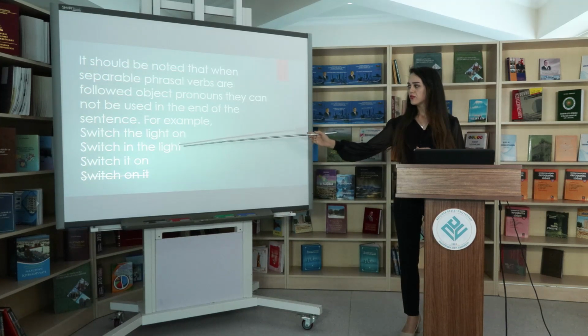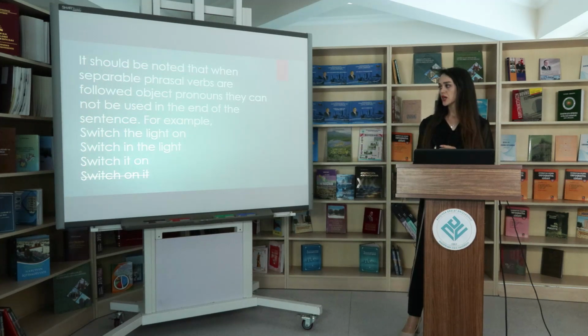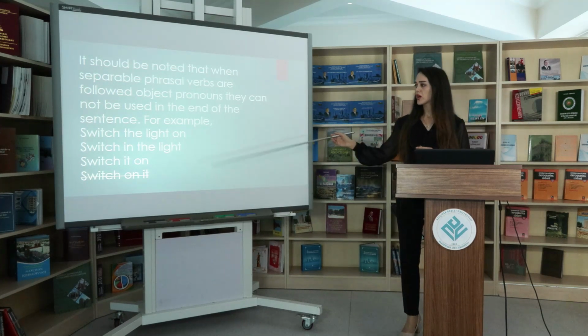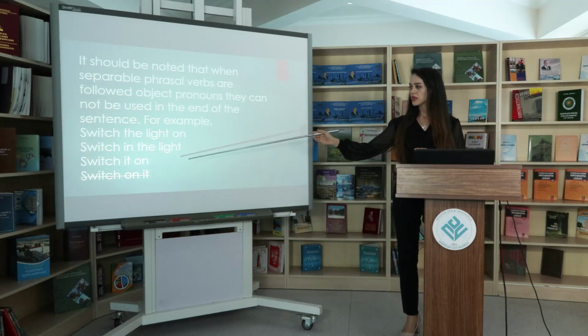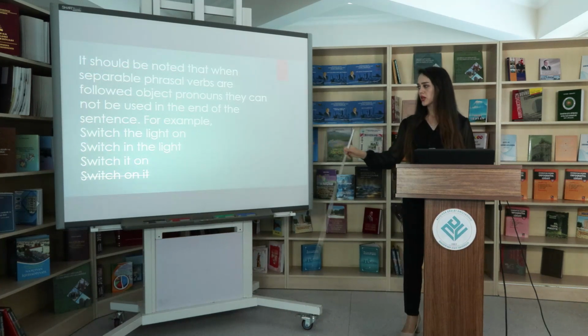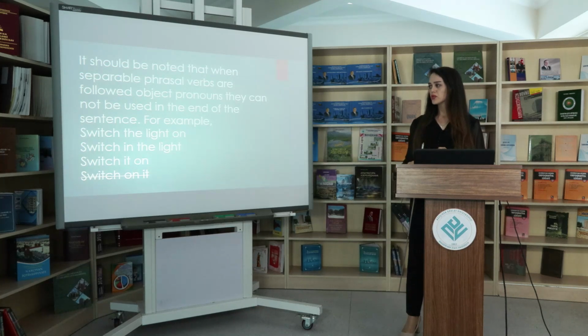And when we say switch it on, it shouldn't be switch on it, because if we use a pronoun as the direct object, it should be in the middle. So we cannot say switch on it. That's why we should use the direct object in the middle.